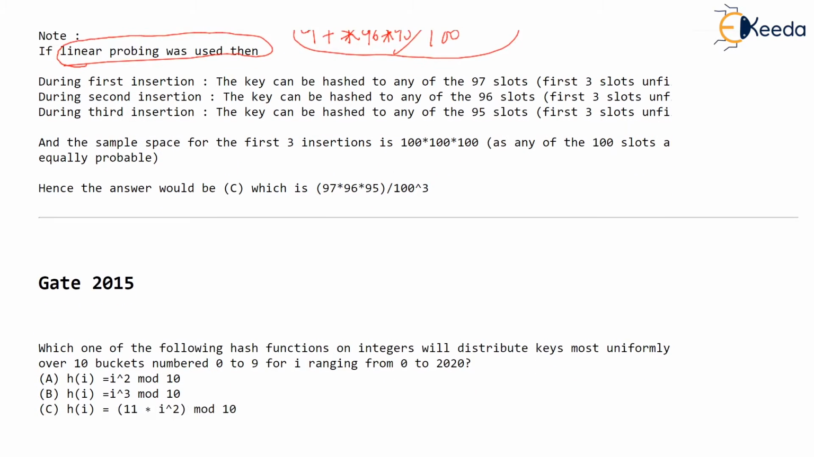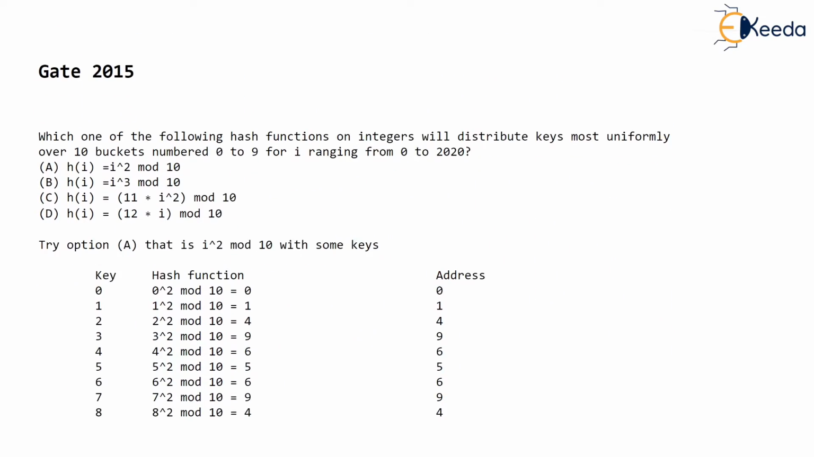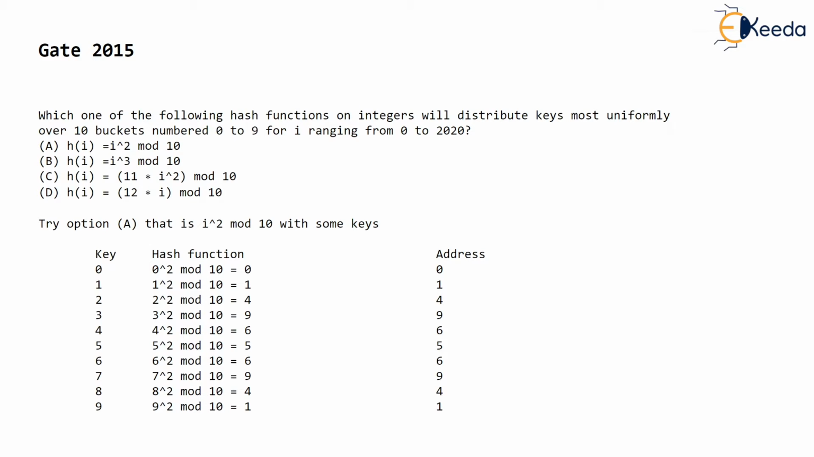So now let's come to the GATE 2015 question. The question asked is, which one of the following hash functions on integers, so all the keys we are mapping are integers, will distribute keys most uniformly over 10 buckets? By 10 buckets, what we mean is the hash table. Hash table is having 0 to 9 elements, 10 buckets. You can think of each element over here as a bucket. And we are going to throw the key in the bucket. So 10 buckets means that we are having 0 to 9 elements in the hash table.